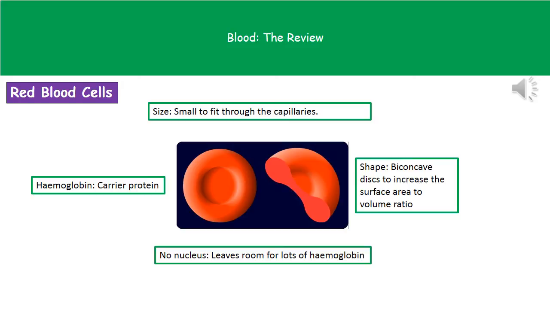Secondly, they've got a very special shape. If you look at the diagram there, you can see that they dip in the middle, and that's called a biconcave disc. Now the whole purpose behind that is to increase the surface area to volume ratio. If we look inside our red blood cell, we'll see that it doesn't have a nucleus, which leaves lots of room for hemoglobin. And finally, the fact it has hemoglobin is an adaptation because hemoglobin is a carrier protein that allows it to bind the oxygen to take around the body.